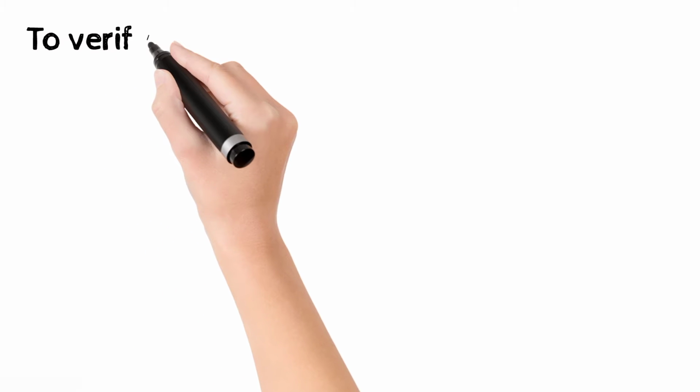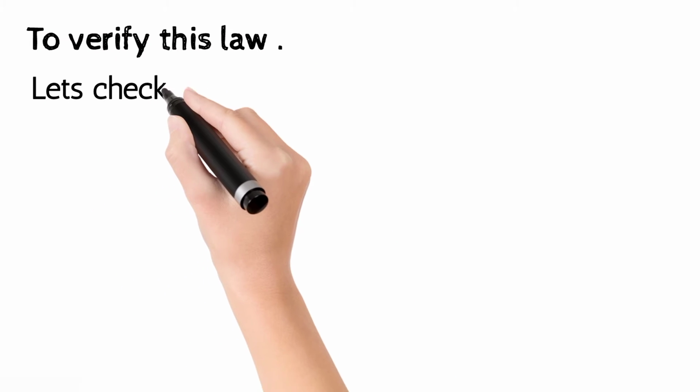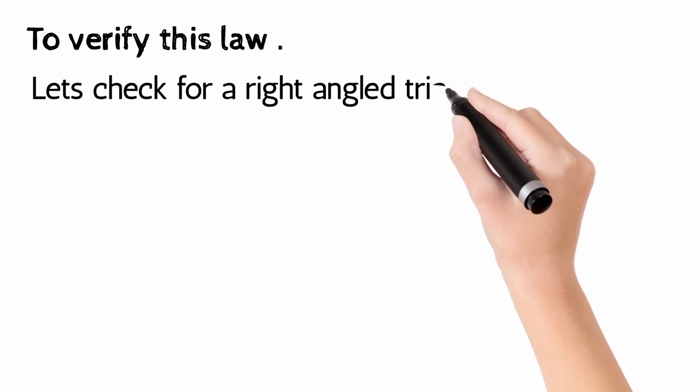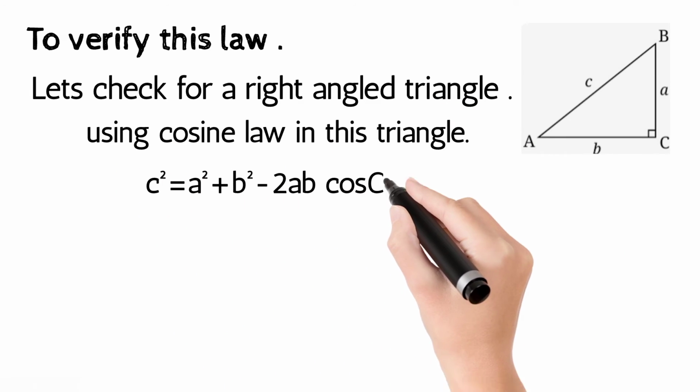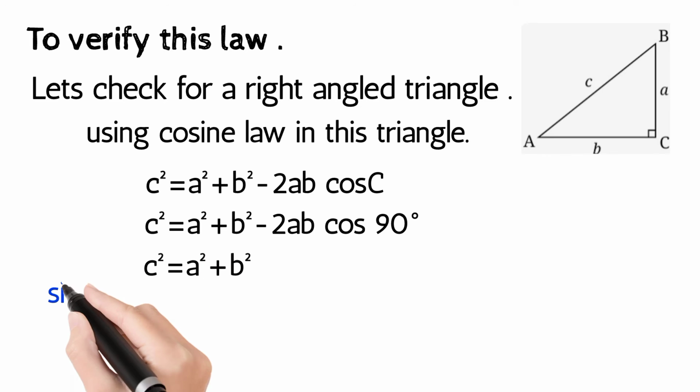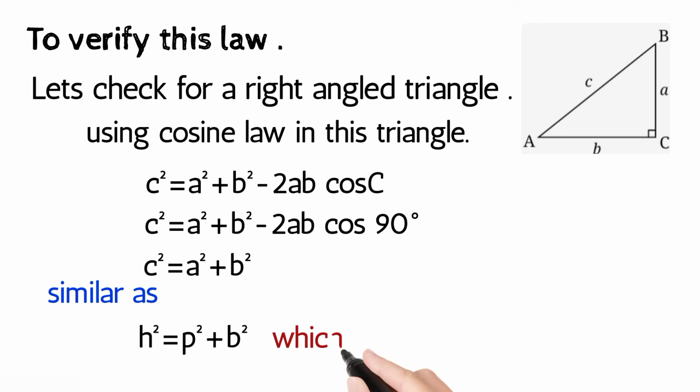To verify this law, let's check for a right angle triangle. Using cosine law in this triangle, c squared equals a squared plus b squared, similar to h squared equals p squared plus b squared, which is true. Verified.